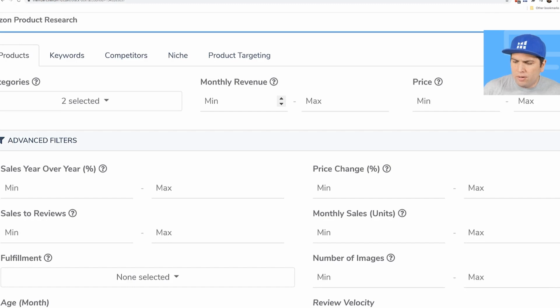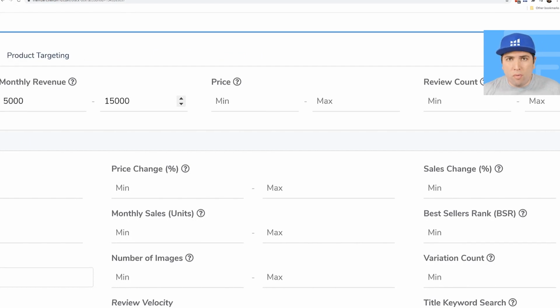So I'm going to go ahead and put here, let's say I'd like this product to be generating, let's just say between $5,000 and $15,000, all right? Price. This is important. You guys do whatever works for you, but I like to always put something like between $15 and $40. And the reason being, if I have too expensive of a product, it might be too rich for me to invest in it. If I have too cheap of a product, conversely, that could signify that there's not enough profit margins once I consider everything that I've had to pay to Amazon.